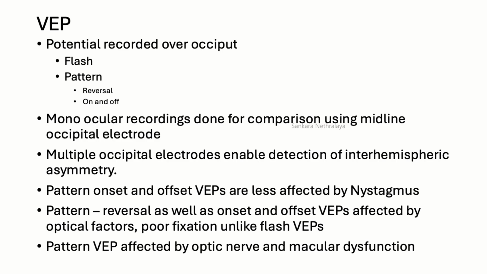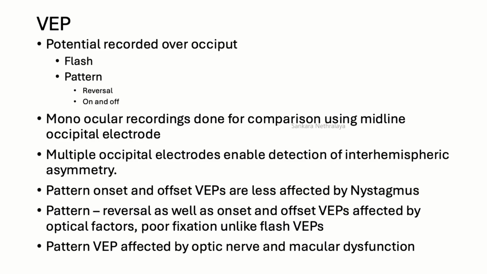Okay. So when you record from each eye separately, you are able to compare using the central midline occipital electrode. If you use multiple electrodes in the specific way of doing it, you can also measure interhemispheric asymmetry, like in a homonymous hemianopia, you will have different kind of recordings. In general, pattern onset offset VEPs are not so much affected by nystagmus, while pattern reversal can be affected by nystagmus. Flash, of course, is not affected by nystagmus at all, nor is it affected by even optical factors.